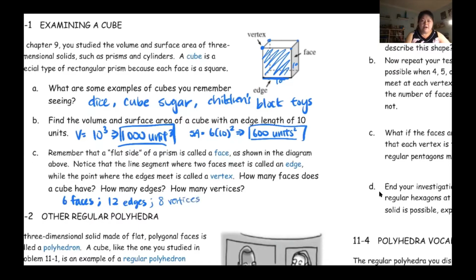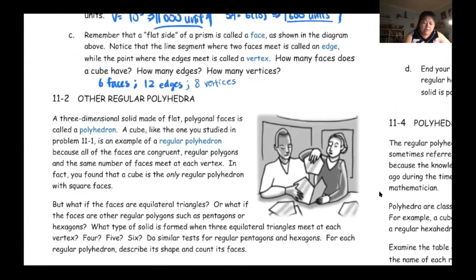Okay. All right. Moving on. So a three-dimensional solid made of flat polygonal faces is called a polyhedron. A cube like the one you studied on the previous problem is an example of a regular polyhedron because all the faces are congruent regular polygons and the same number of faces meet at each vertex. In fact, you find the cube is the only regular polyhedron with square faces.